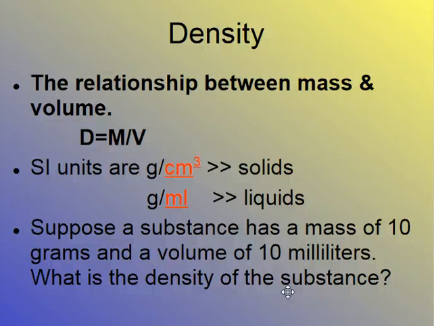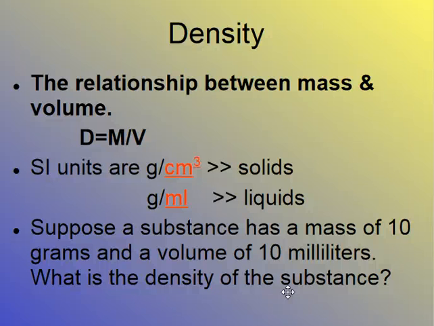The last thing we want to talk about today is density. Density is something we talked about in our last unit as well, or we're going to be talking about in our next unit on chemistry. So we're actually going to talk about it in 3 or 4 different units this semester. Now, the relationship between mass and volume is density. In other words, it's a mathematical formula.